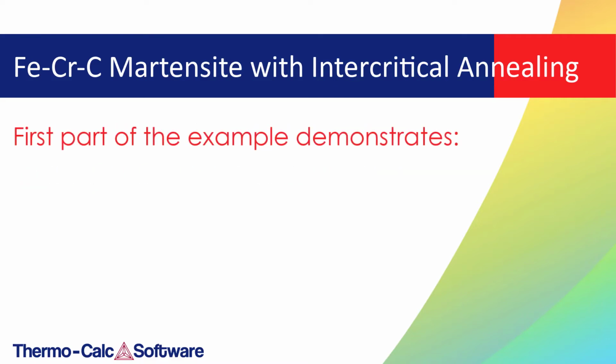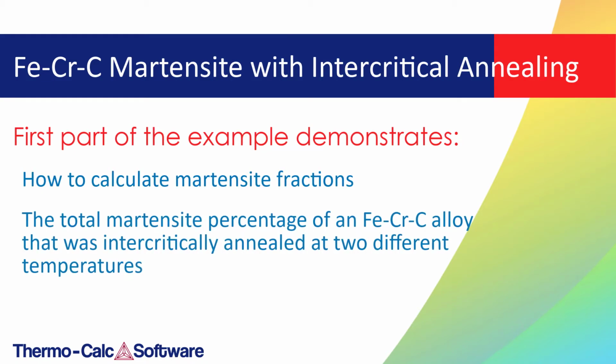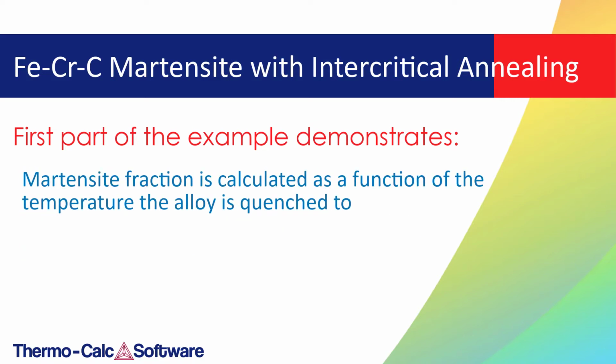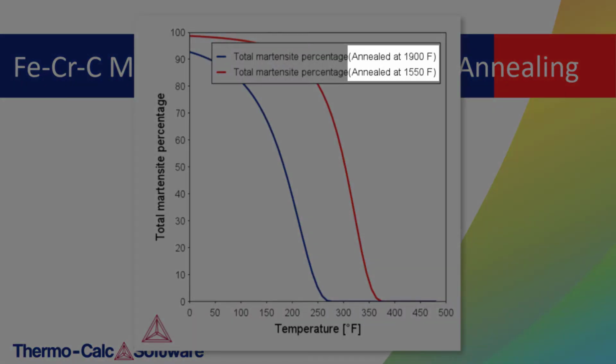The first part of this example demonstrates how to calculate Martensite fractions, which is the total Martensite percentage of an iron chromium carbon alloy that was intercritically annealed at two different temperatures. The Martensite fraction is calculated as a function of the temperature the alloy is quenched to, which in this case is 0 to 480 degrees Fahrenheit. The two temperatures that the alloy is annealed and quenched from are 1900 degrees Fahrenheit and 1550 degrees Fahrenheit.